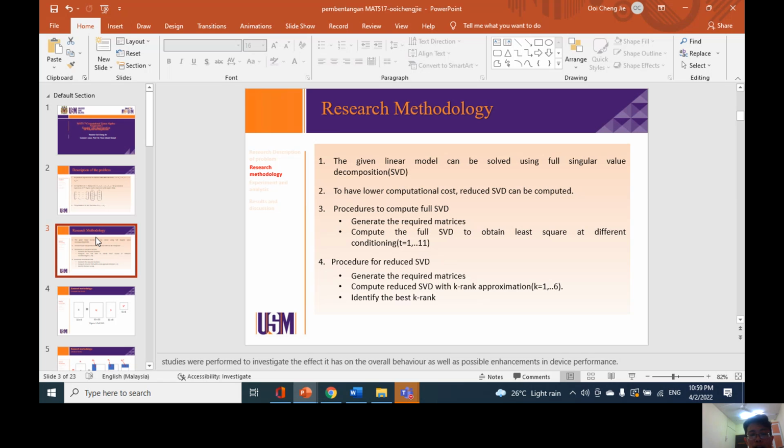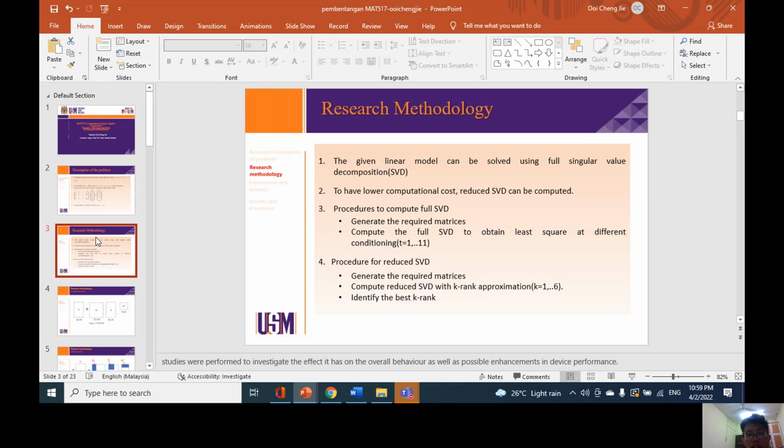In the third step, I will be talking about the procedure to compute the full SVD. Basically, there are two steps. The first one is to generate the required matrices using the formula given in assignment 2. Then followed by the computation of full SVD to obtain least square at different conditioning. We are doing t equal to 1 all the way up to 11. There will be 11 conditions.